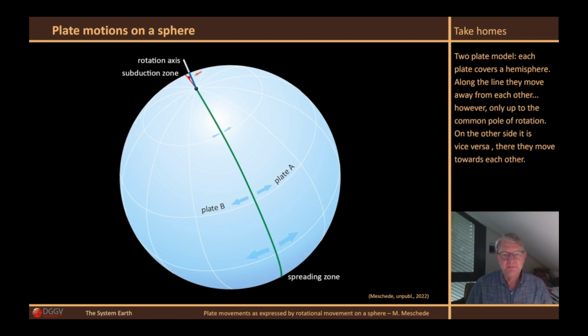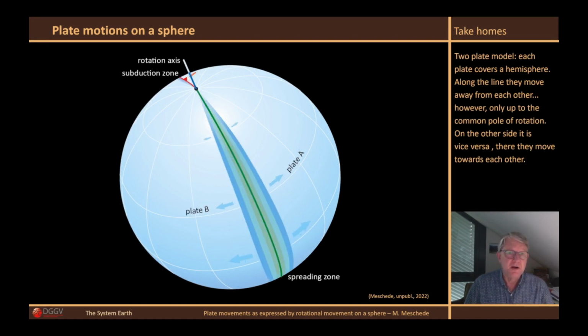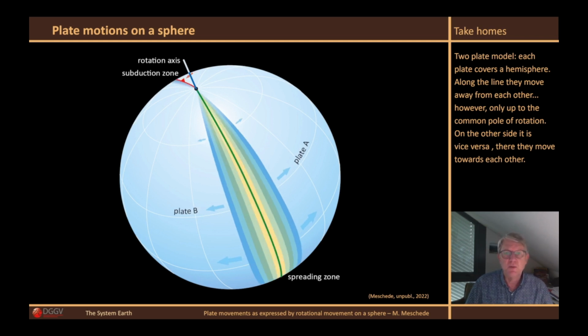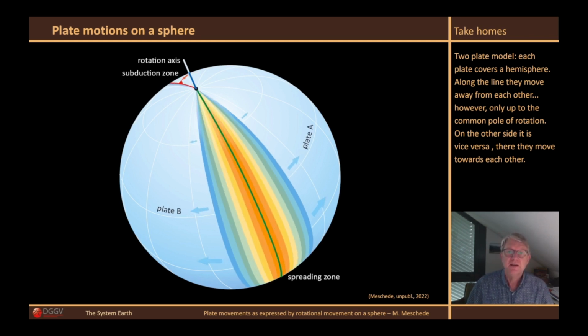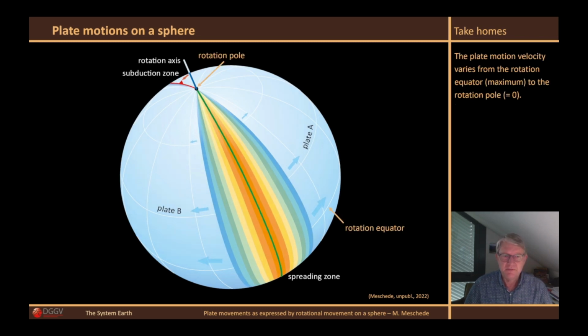Here we see how the plates move apart and how they move towards each other on the other side of the pole of rotation. The same area that covers the gap that is created here by the divergent moving of the two plates must be removed on the other side of the sphere, and that happens by thrusting them on top of each other. This is exactly the principle behind it.